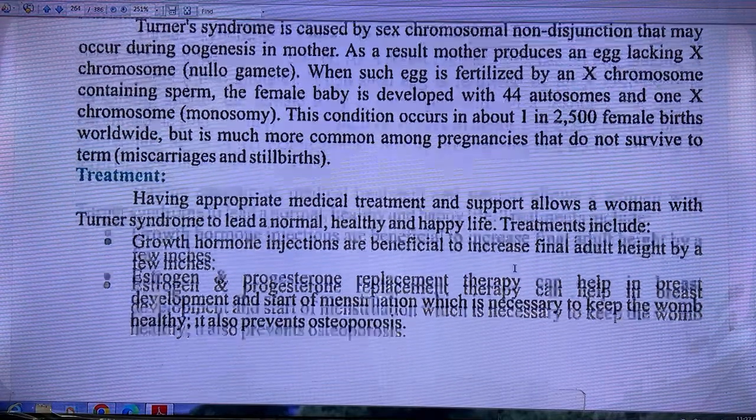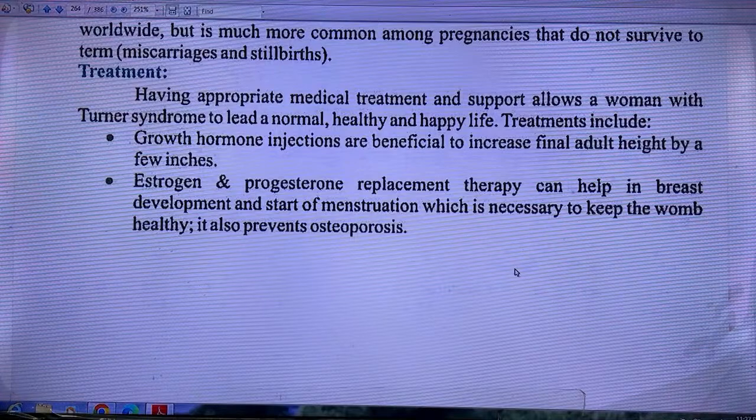Treatment. Having appropriate medical treatment and support allows a woman with Turner syndrome to lead a normal, healthy, and happy life. Treatments include growth hormone injections, which are beneficial to increase final adult height by a few inches. Estrogen and progesterone replacement therapy can help in breast development and the start of menstruation, which is necessary to keep the womb healthy and also prevent osteoporosis.